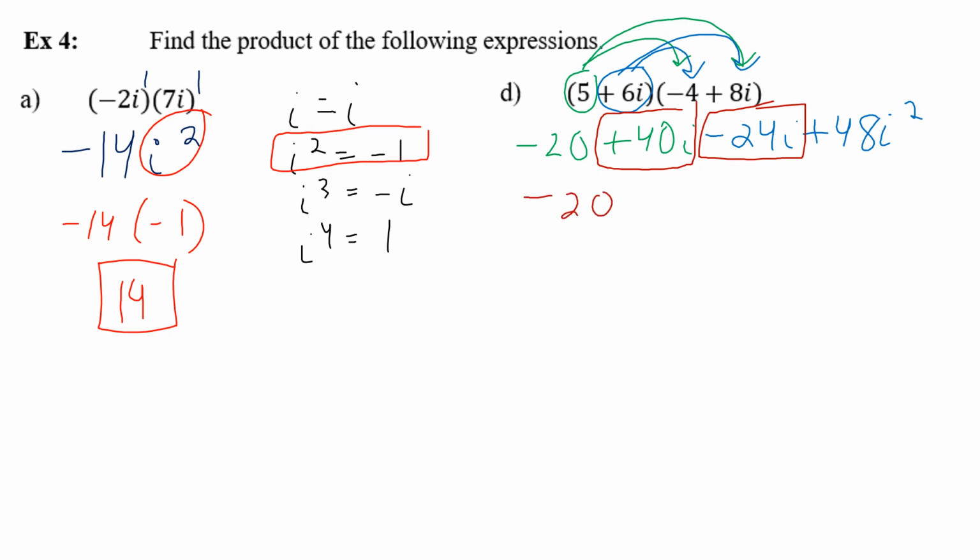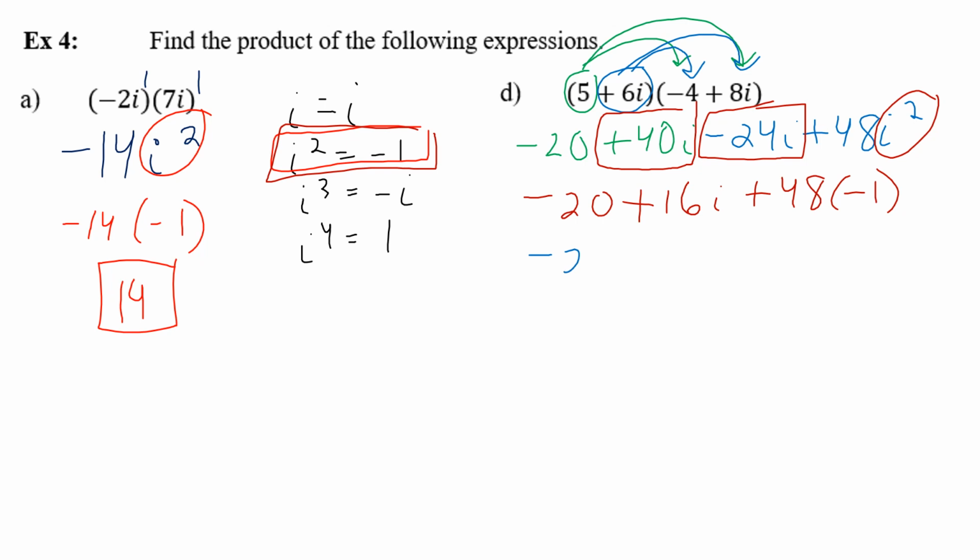40i minus 24i will give us a positive 16i. And then, keep in mind right here, we have i to the 2nd, which we found out was just negative 1. So we can bring down the positive 48, but we're going to substitute i to the 2nd with negative 1. Okay, that's going to change things a little bit here now.